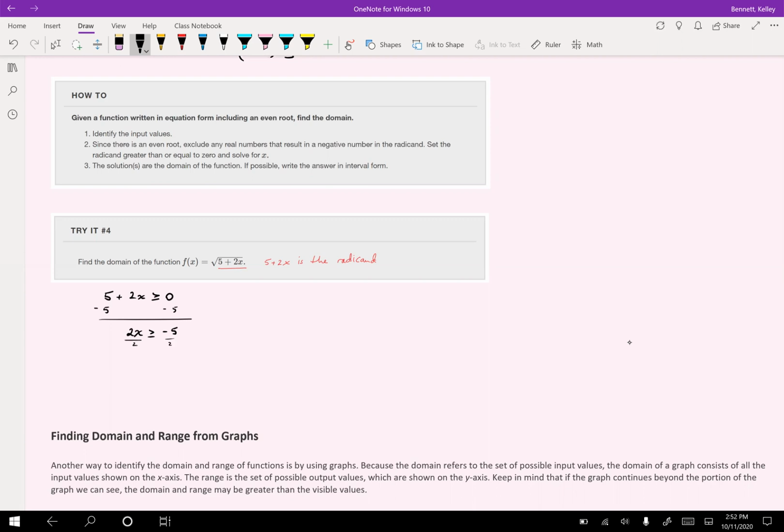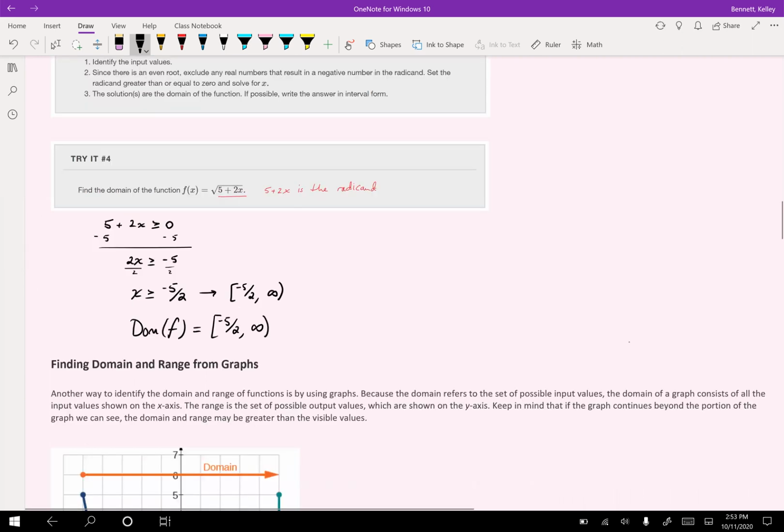So I get that x is greater than or equal to -5/2. As an interval, this means -5/2, comma, infinity. And I would say that the domain of f equals [-5/2, infinity). So next we're going to work on finding the domain and range from graphs.